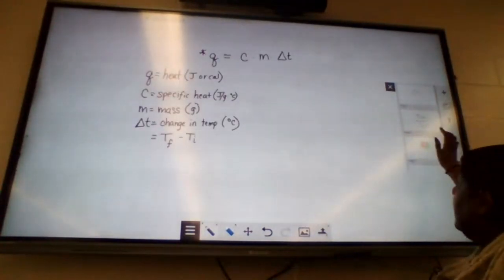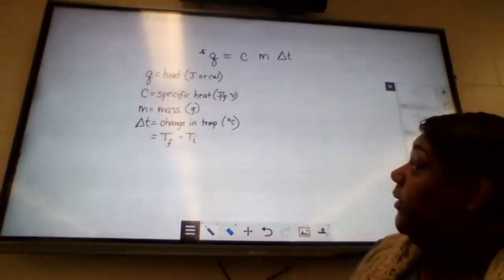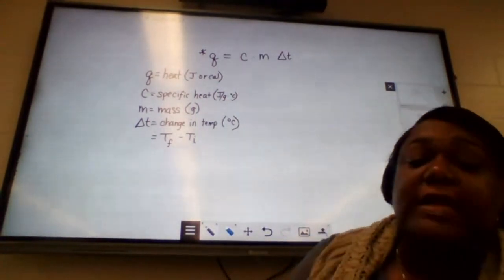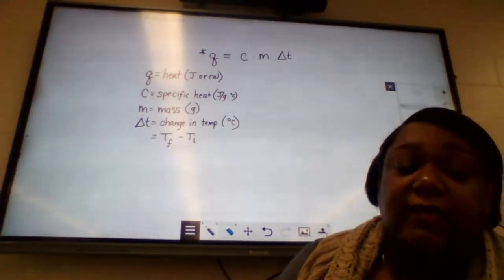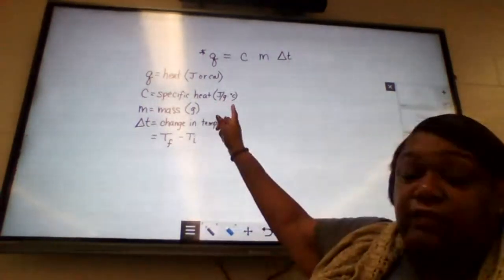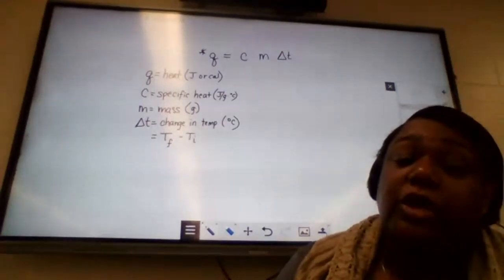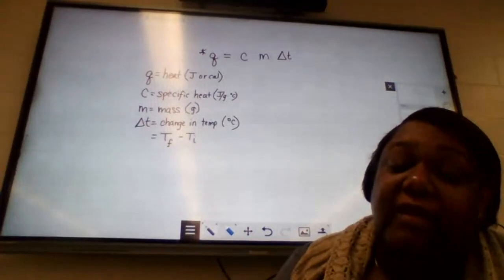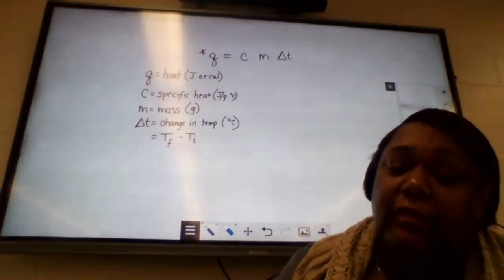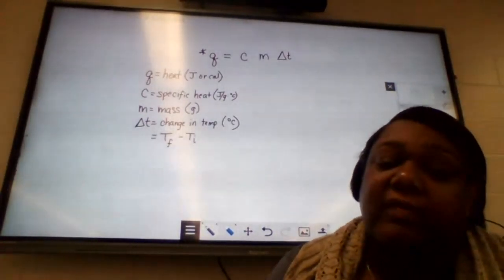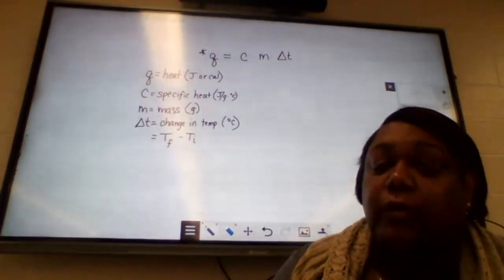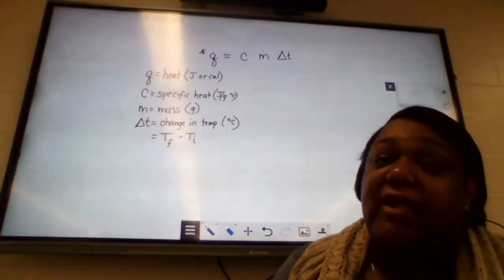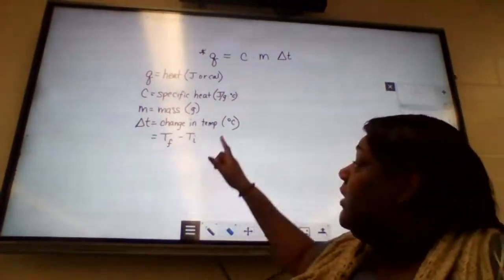All right, so if we consider our specific heat formula as represented in your book, it is Q equals C times M times delta T, where Q stands for your heat, which is either measured in joules or calories. If it's not in joules or calories, you have to convert it. On some of your problems, they may give it to you in kilocalories or kilojoules. Please remember, you will have to do a conversion on that if that's not what you're looking for.